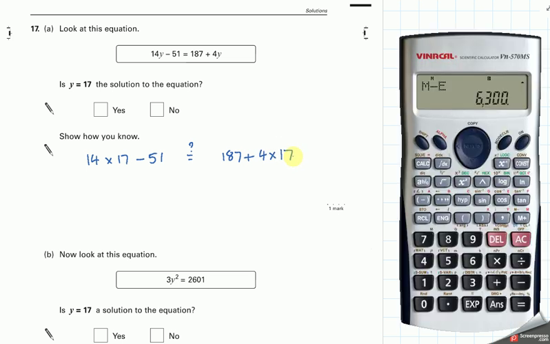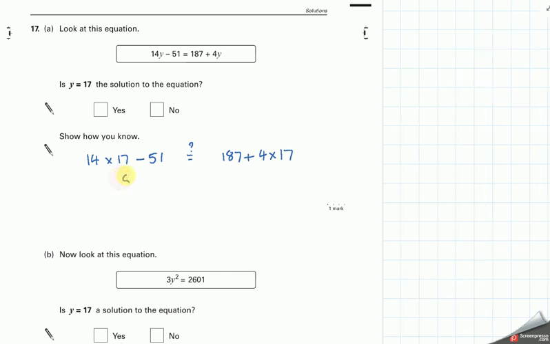So grab the calculator, first side 14 times 17 and subtract 51. Gives me 187, and 187 plus 4, no, they're not equal because the 187 is already there. So this is going to be bigger. This one's 187 plus 4 times 17, so clearly they can't both be the same. So the answer to that one, no.